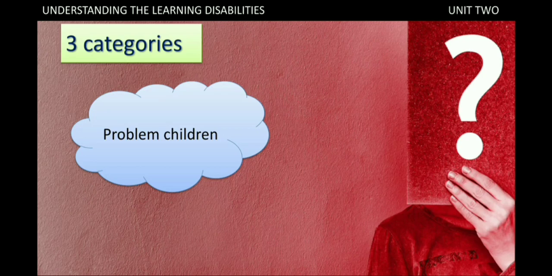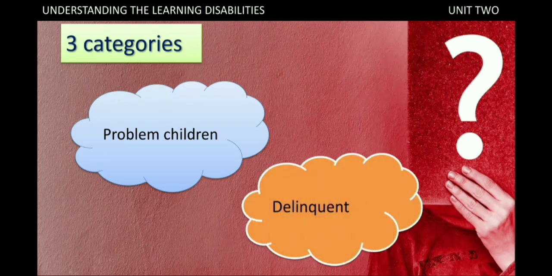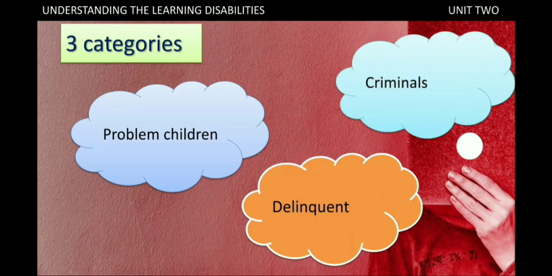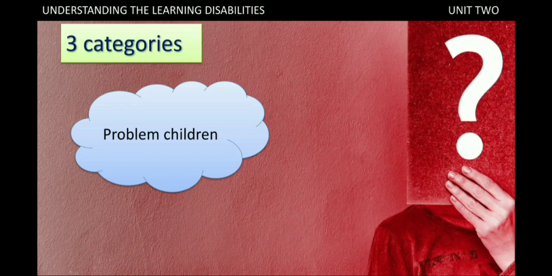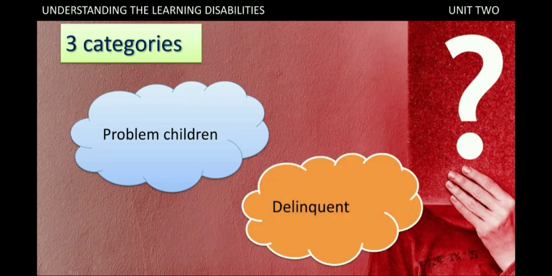Let us start with problem children. A problem child becomes delinquent, then in adulthood he will reach the level of a criminal. So whom are we calling a problem child? Let us check. A child stealing the pen or book of his classmate is a problem child, we can say. And the same child, if he indulges in shoplifting or something, then we can refer to him as a delinquent.